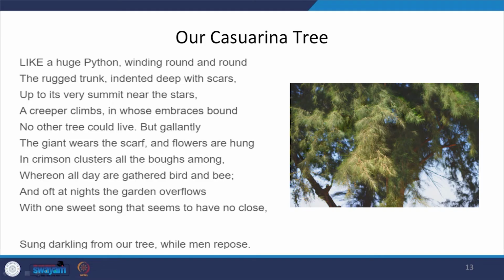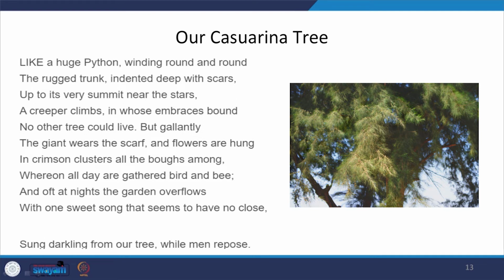The poem begins with the very first stanza: Like a huge python winding round and round the rugged trunk, indented deep with scars, up to its very summit near the stars, a creeper climbs, in whose embraces bound no other tree could live, but gallantly the giant wears the scarf, and flowers are hung in crimson clusters all the boughs among. Whereupon all day are gathered bird and bee, and oft at nights the garden overflows with one sweet song that seems to have no close.